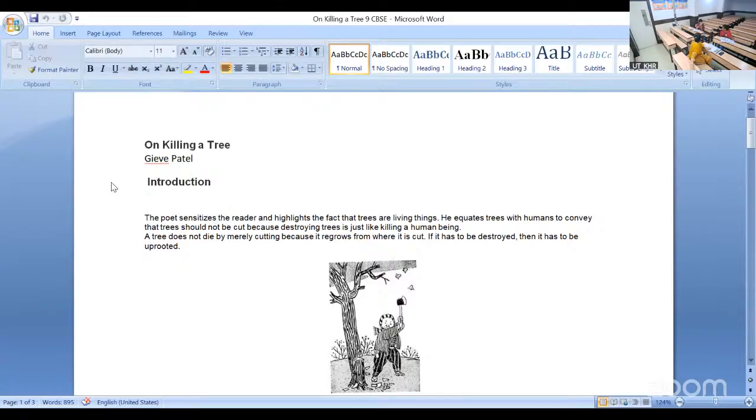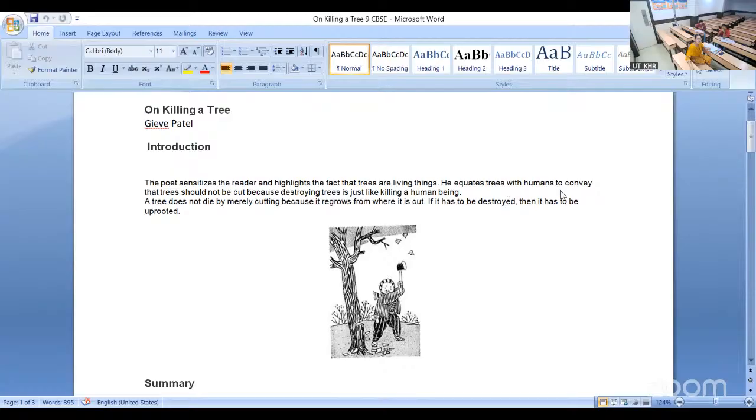They have planted trees near that station side area. You think planting a few hundred trees makes up for cutting thousands? You know, a tree grows into full potential, giving proper oxygen and everything, in 20 to 30 years. If you plant a sapling and cut a 40-year-old tree, it's not the same effect. So see, the poet sensitizes the reader and highlights the fact that trees are living things. We equate trees with humans to convey that trees should not be cut because destroying trees is just like killing a human. This is what he wants to say.